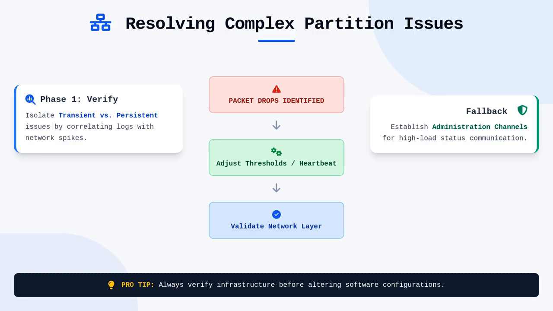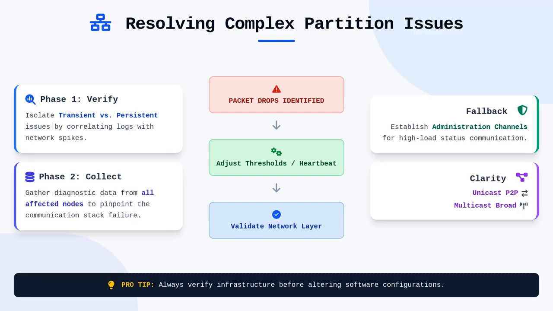Ensure that the administration channel is properly set up, as this provides a fallback mechanism for the server to communicate status during periods of high load. By maintaining awareness of the distinction between unicast peer-to-peer and multicast broad-spectrum configurations, you gain the diagnostic clarity required to stabilize demanding cluster deployments. Always prioritize the collection of diagnostic data from all affected nodes to identify the specific point of failure within the communication stack.